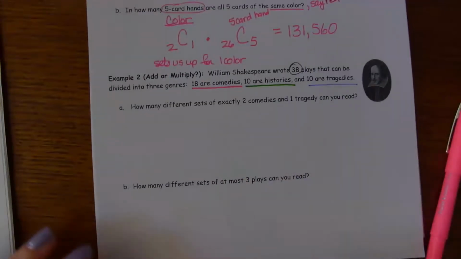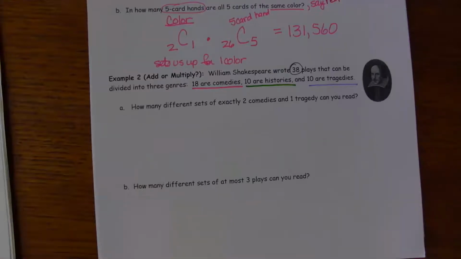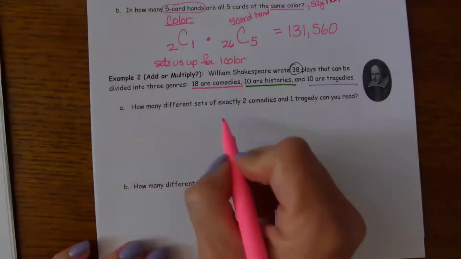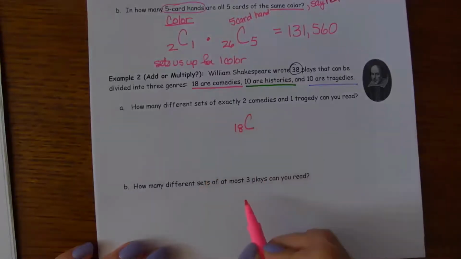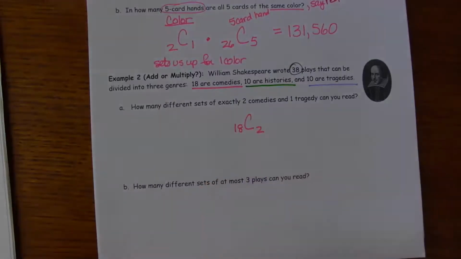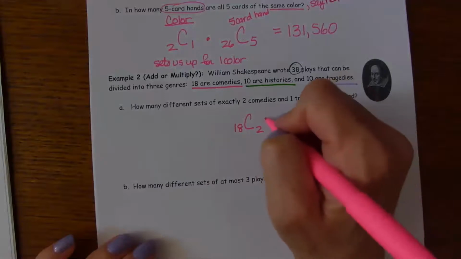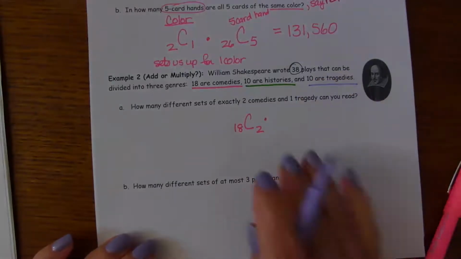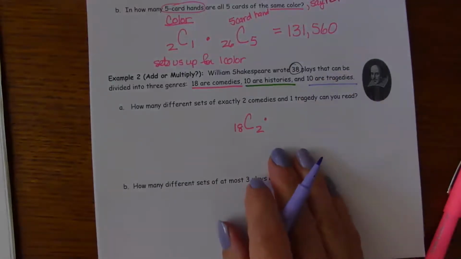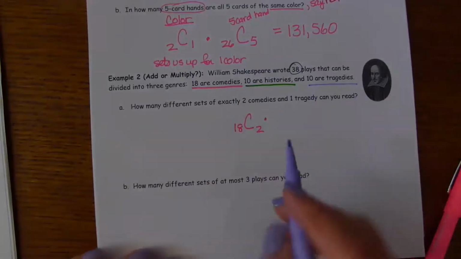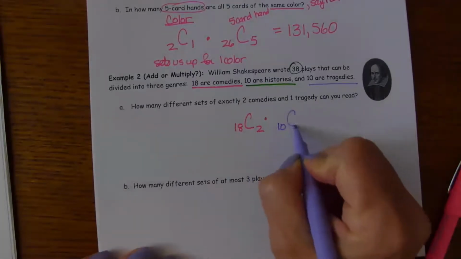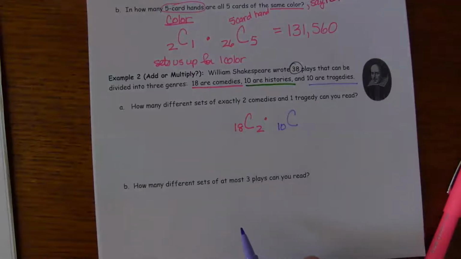All right. What's the combination of a comedy? How many comedies are there? And how many am I looking for? Easy, right? And now I want a tragedy. How many tragedies are there? Wait, there's 10 tragedies, right? And how many am I looking to read? 1. Now, what does this word mean?